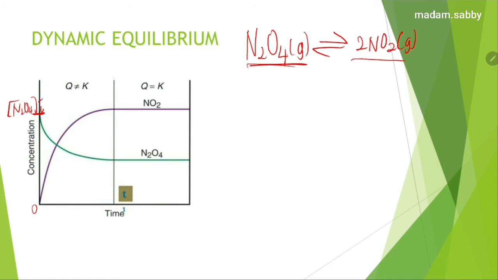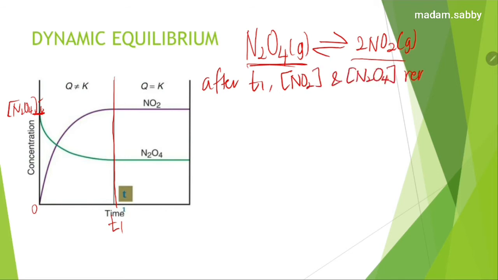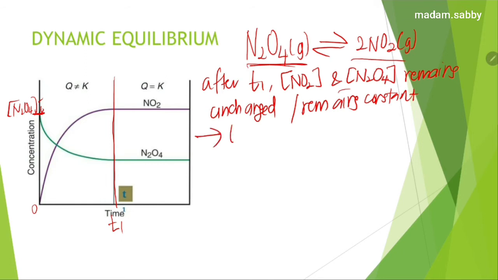After a certain period of time, which is T1, I can see that the concentrations of both NO2 and N2O4 remain unchanged. So after T1, the concentrations of NO2 and N2O4 remain unchanged, or in simpler words, remain constant. Why does it remain constant? Because a dynamic equilibrium has been established.